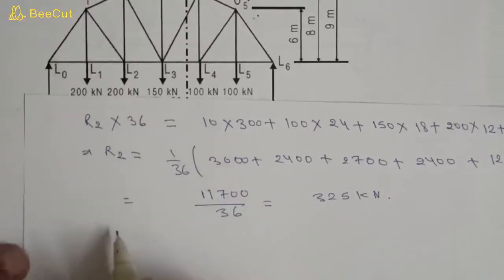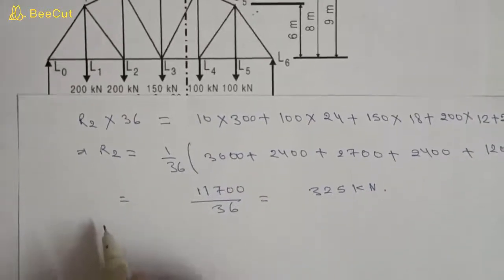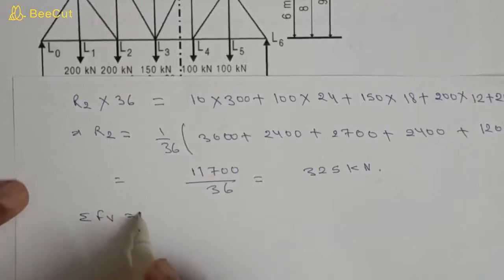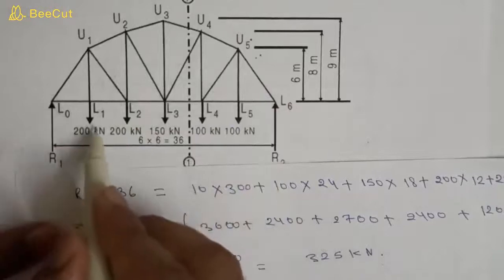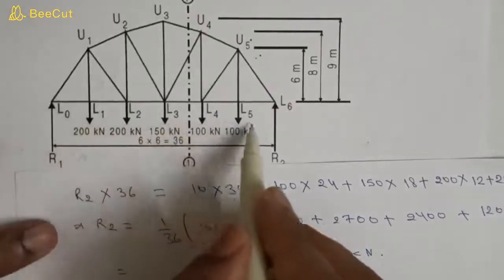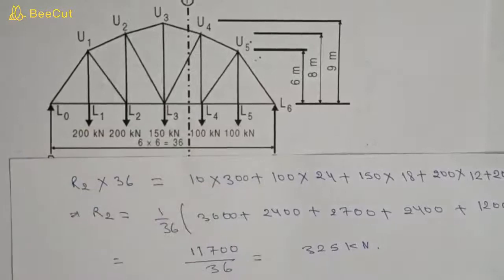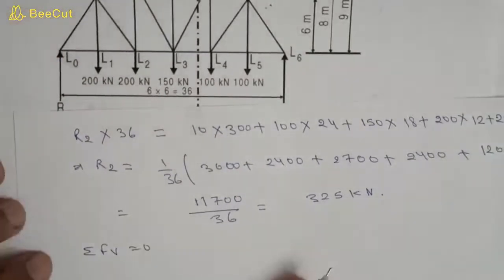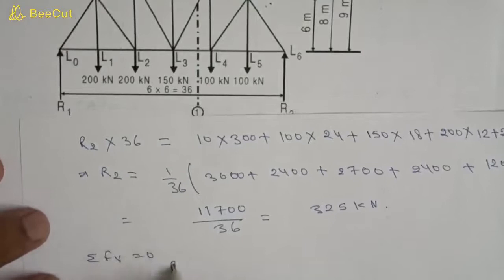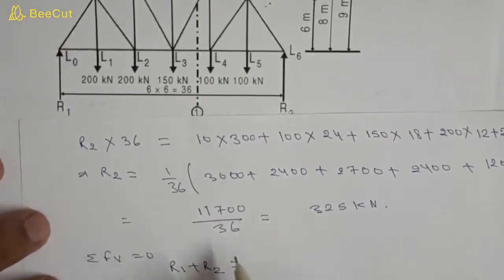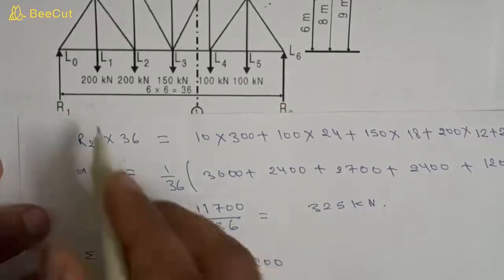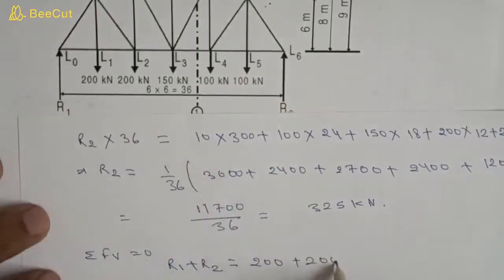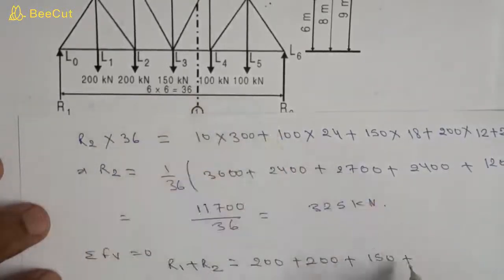So we can do sum of all the vertical forces equal to 0. So vertical forces are this R1, R2, and these forces are L1, L2, L3, L4 and L5, these 5 forces. So we can write the summation of all the vertical forces is equal to 0. So we can write R1 plus R2, these are the only 2 upward forces, is equal to all downward forces, so it will become 200 plus 200 plus 150 plus 100 plus 100.